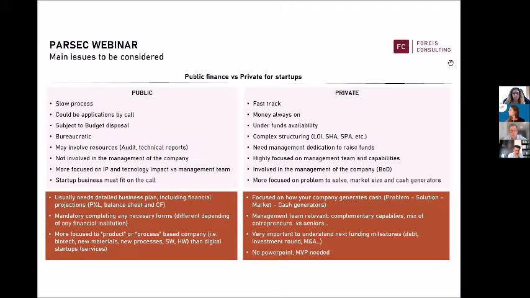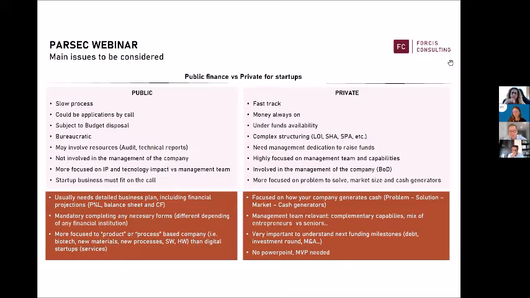Normally, they are not involved in the management of the company. They provide the funds. If you meet all the requirements of the call, they send you the cash, and they are not involved in the management and the evolution of the company. Normally, public finance is more focused on the IP and the technology impact, versus the management team. They are not interested in understanding the management team or the team of the startup deeply. They are more interested in the technology that you are creating or the impact that your startup could have on society.